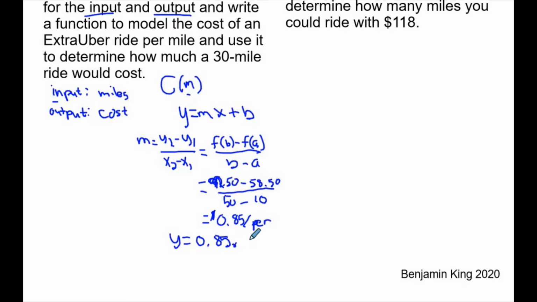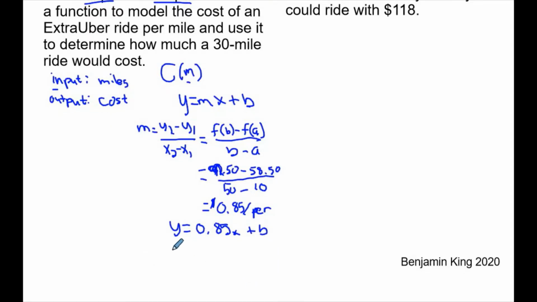x plus b. Now, if we want to switch that over to our better notation, that would be what it would look like in Algebra 1. I could just go ahead and say c, because that's our y in this case, is equal to 0.85 m plus b, if I prefer, okay? Or you could just put it all together at the end.